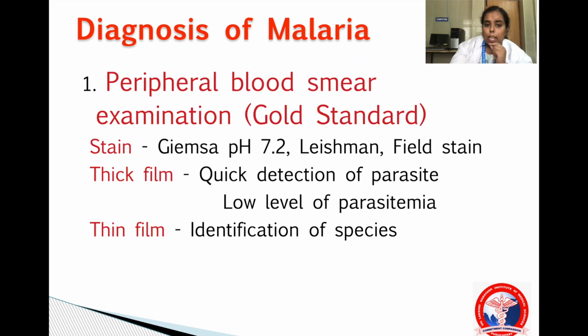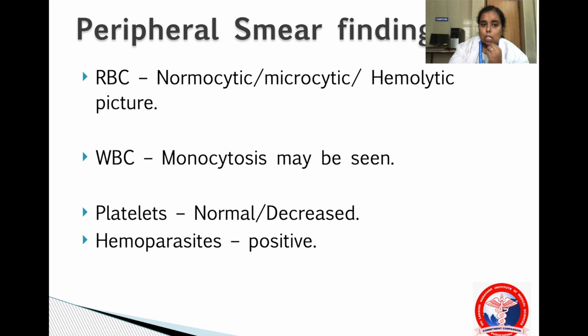So how about the diagnosis? One that still remains the gold standard is the peripheral blood smear examination. The stain that we use is Giemsa, pH 7.2. Other stains include Leishman and Field's stain. The smears can be thick or thin. Thick is for quick detection of the parasite in a low level of parasitemia. Thin film is used for the identification of the species.